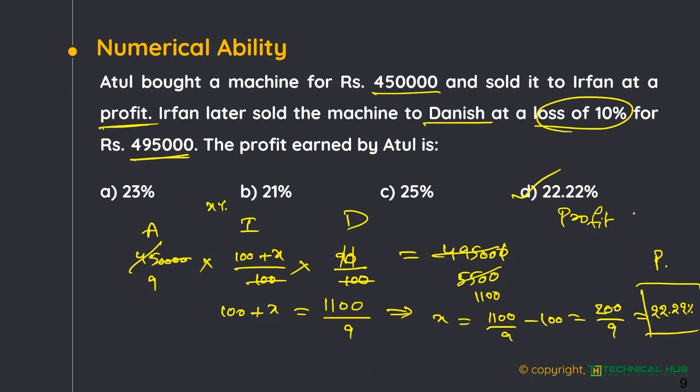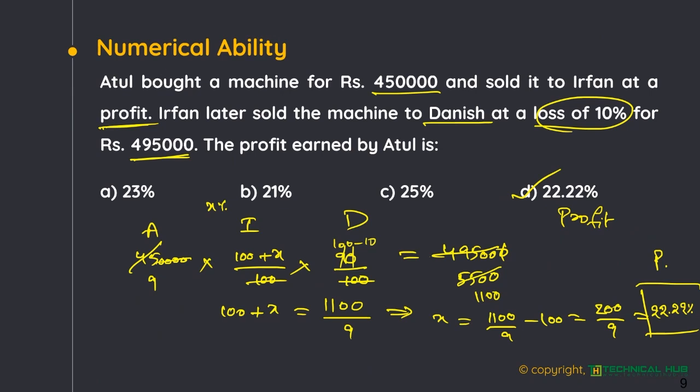Initial cost price of Atul is 4,50,000. After that, you don't know the profit percentage. Whenever you are getting profit, that particular value is 100 plus something. If you are getting a loss, 100 minus something. Here there is a loss of 10%, so because of that reason, I have taken 100 minus 10. 100 minus 10 is 90. After calculation, you got the profit percentage as 22.22. Option D is the right answer.